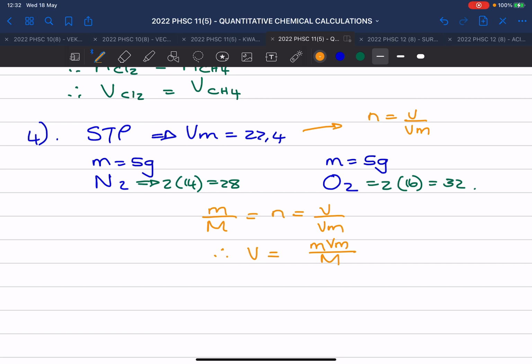Then if you calculate it, the volume for nitrogen would have been 5 times 22.4 over 28, and the volume for oxygen would have been 5 times 22.4 over 32. Okay, Mama, you're calculating the first one for us, and then Liaok with the second one.